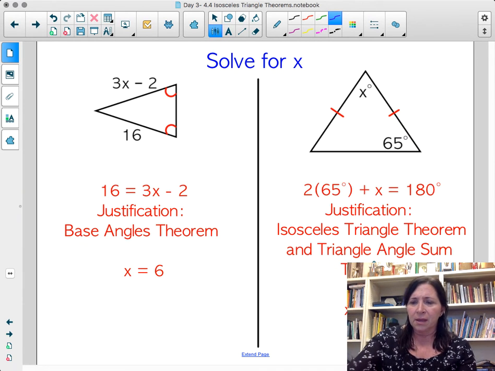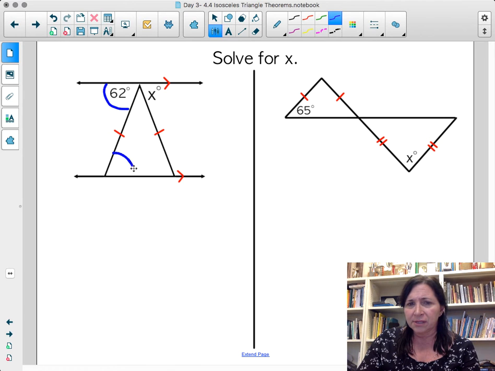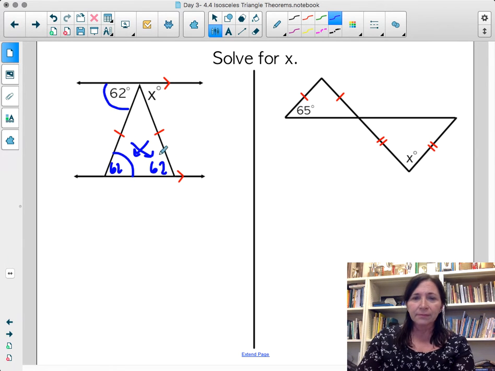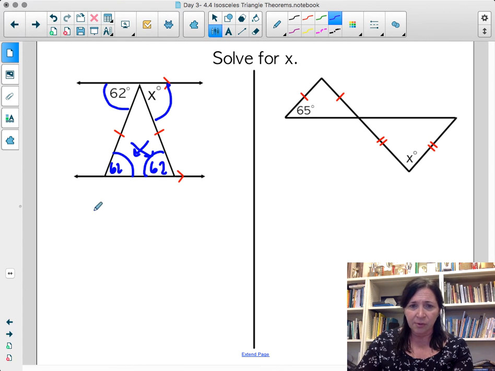Okay, and let's see. Solving for x, parallel lines form alternate interior angles that are congruent. So I'm just going to go around. Watch, 62 here, 62 here. If my sides are congruent, then the base angles are congruent, so those are both also 62. And then I have another 62 and 62. So x is equal to 62 degrees.